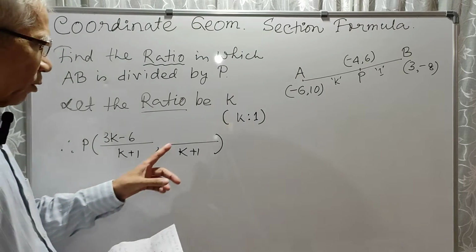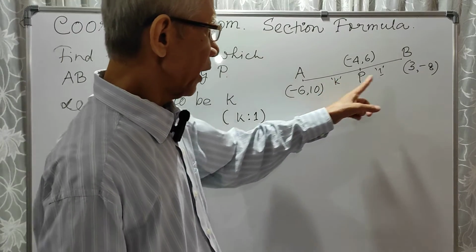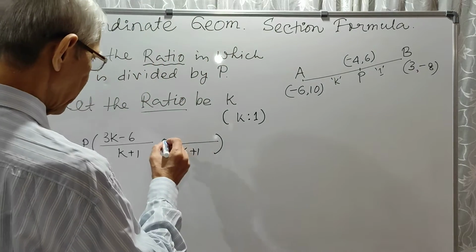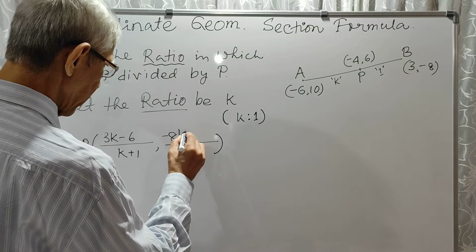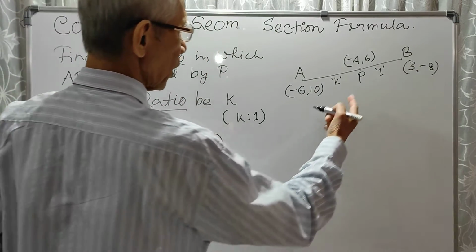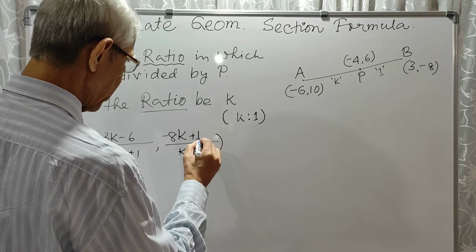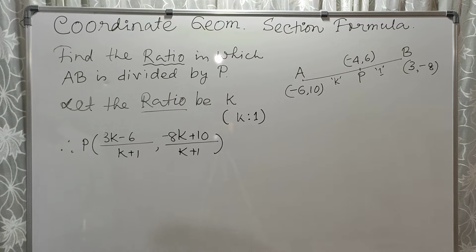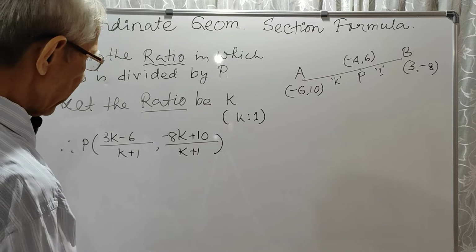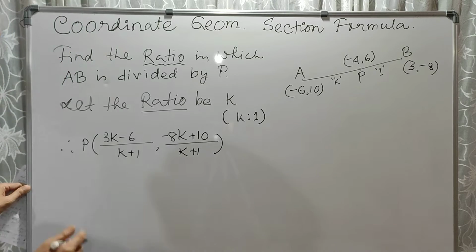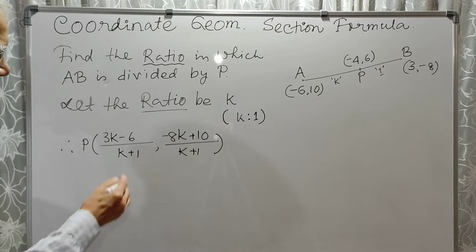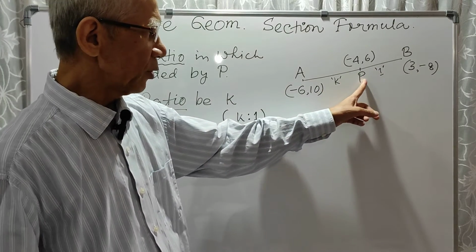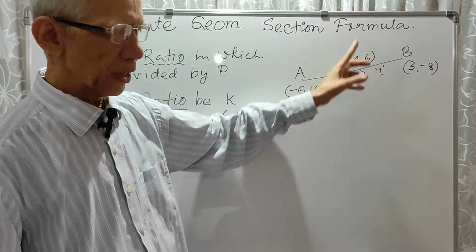Then what will be the y coordinate? K into minus 8, that is minus 8K, plus 1 into 10, which means 10. So P coordinates will be 3K minus 6 by K plus 1 and minus 8K plus 10 by K plus 1. So these are the coordinates of point P using the section formula.